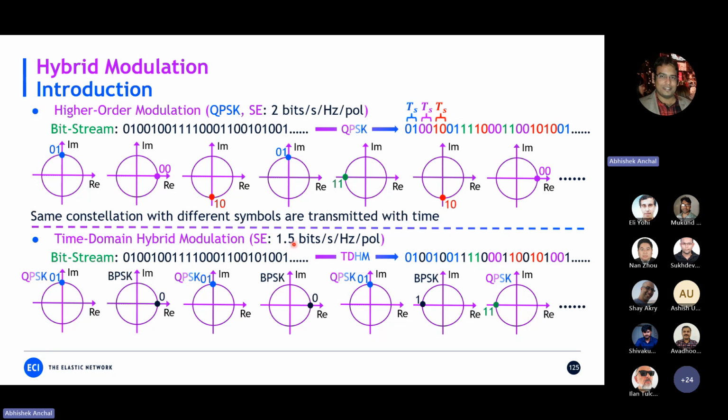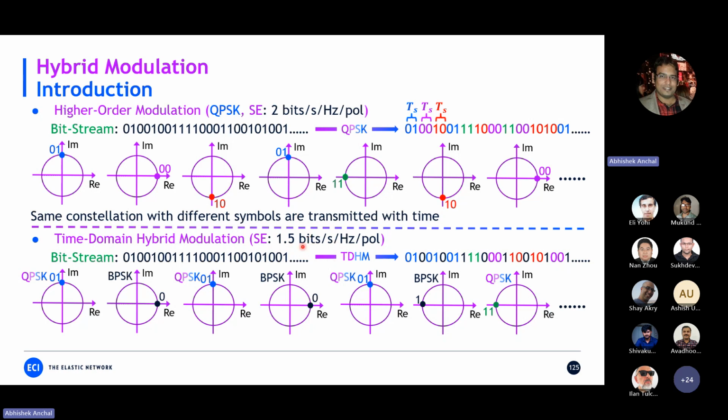So in this case, it's 1.5, but you can have various combinations. You can send 2 QPSK and 1 BPSK in a series of time, and in that case, you can achieve 1.7. Or if you send 1 QPSK and 2 BPSK alternatively in a series of time, then you can achieve 1.3. So you can play around with how many symbols you send in a certain modulation format and how many in the other modulation format, and basically you can create a very fine resolution of spectral efficiency.